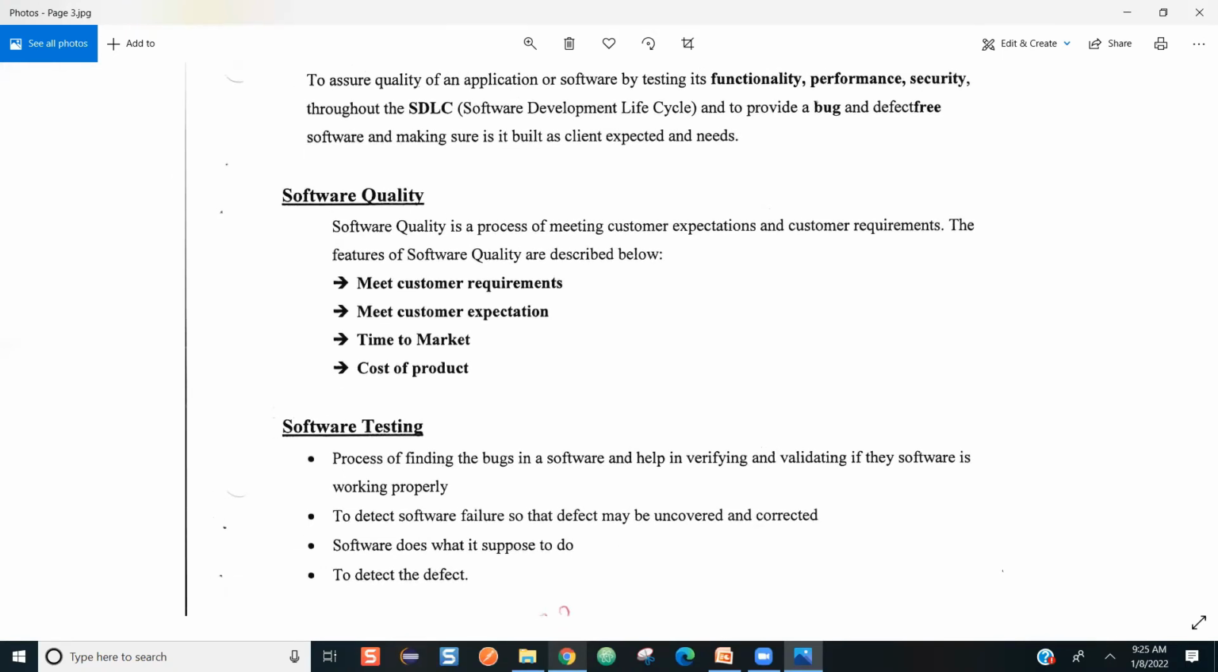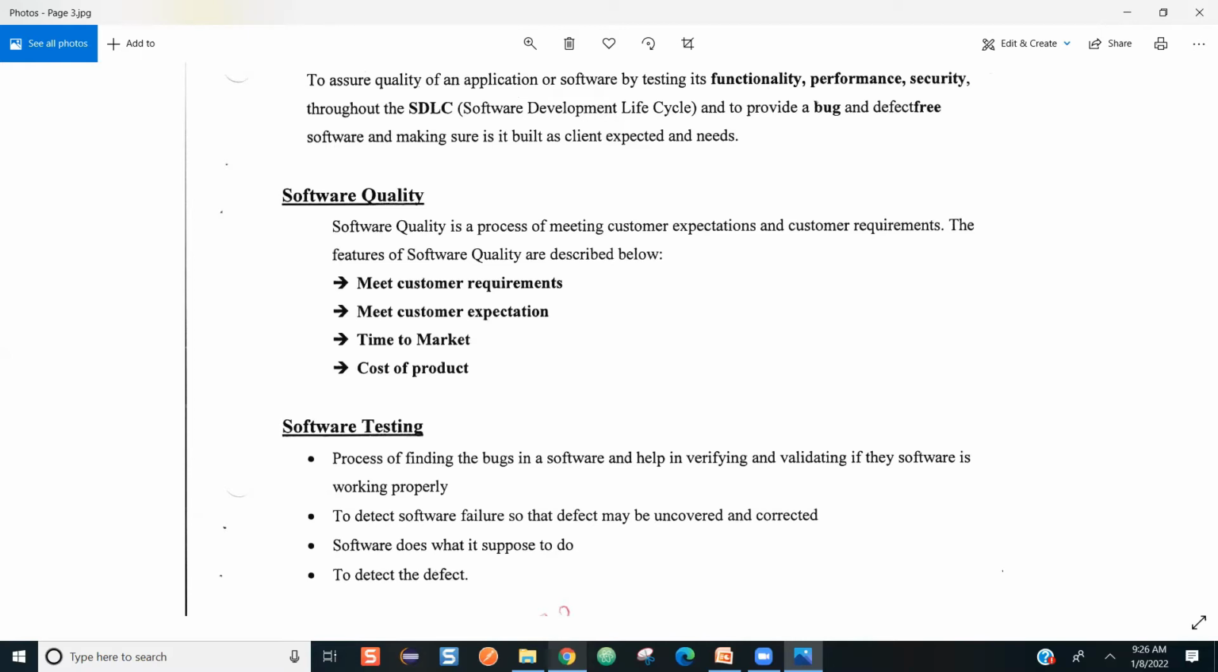Software quality means meeting the customer requirements, meeting customer expectations, time to market, and cost of products. So why? Because our target is that software will meet the customer requirements. We don't know yet what the requirement is. And meeting customer expectations is another question: if the requirement is fulfilled, then what is the expectation? For example, you can make the same shirt, but everybody does not like the same shirt, because it depends on his satisfaction. Things may be the same, but expectation may be different.